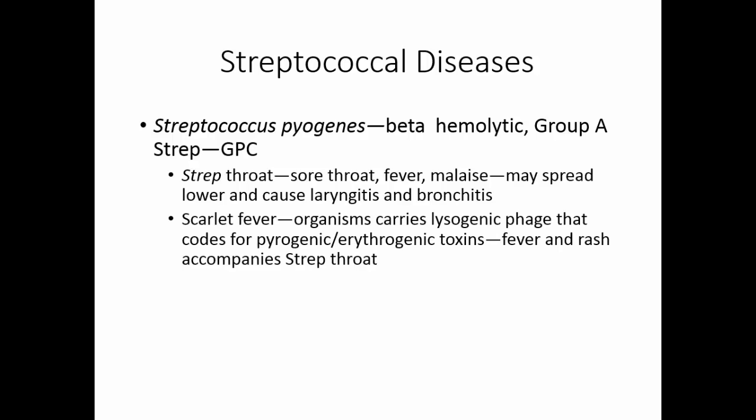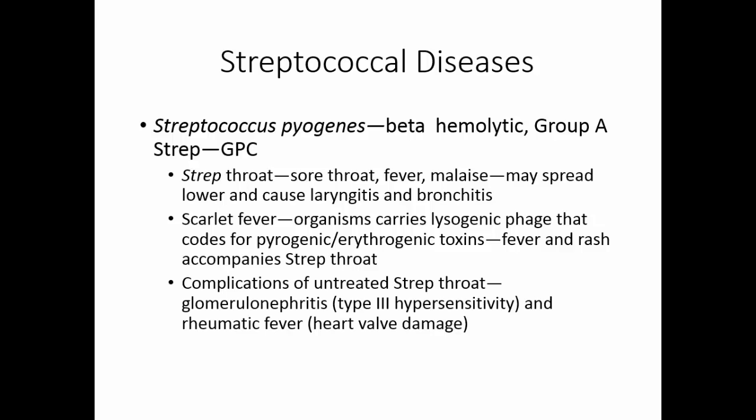Scarlet fever occurs when the Streptococcus pyogenes carries a lysogenic phage that codes for a special toxin, a pyrogenic erythrogenic toxin. This causes a fever and rash that accompanies the other symptoms of strep throat. If strep throat goes untreated, there can be complications.